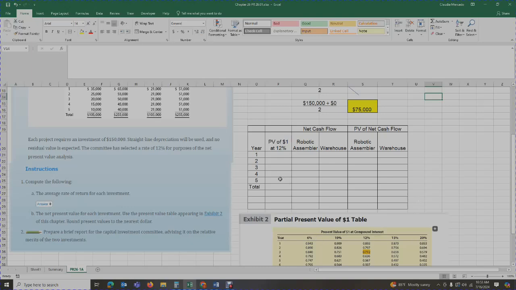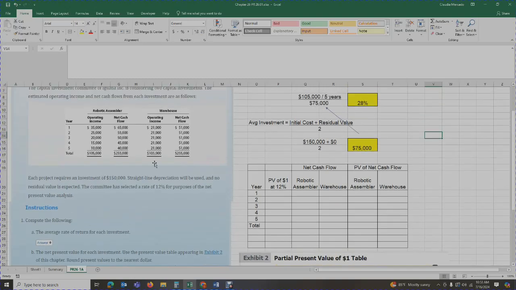We're going to calculate the present value for each of the years, because they do change. If you see, my net cash flows and my operating income vary by year, by project. At the end of the day, the totals are the same, but the flow of the money, of the income coming in, or the net cash flow, is affected by the timing of when this money is being received.